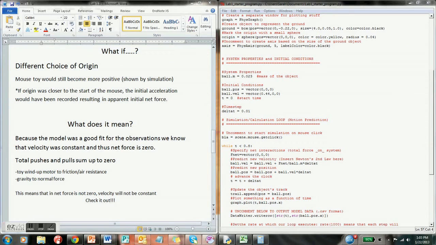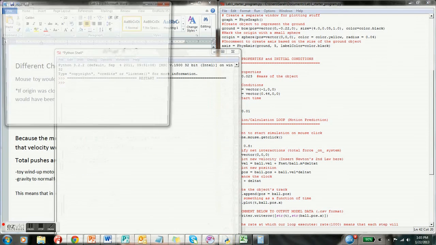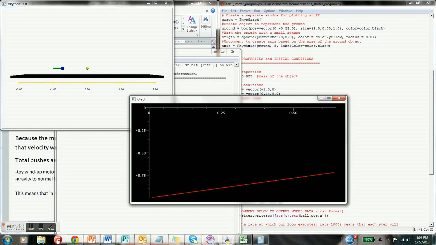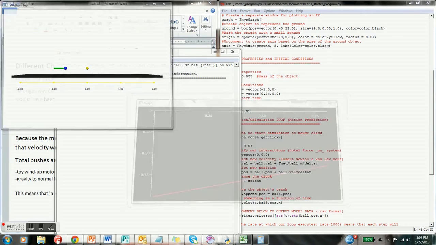So what if we had chosen a different origin? Well, the mouse toy would still become more positive, as shown by the previous simulation. It would just start at a different location, as shown here. So if we change the ball position, which is the same as changing the position from the origin, and we run the model, we see the same trend happening with constant velocity, just starting at a different location.